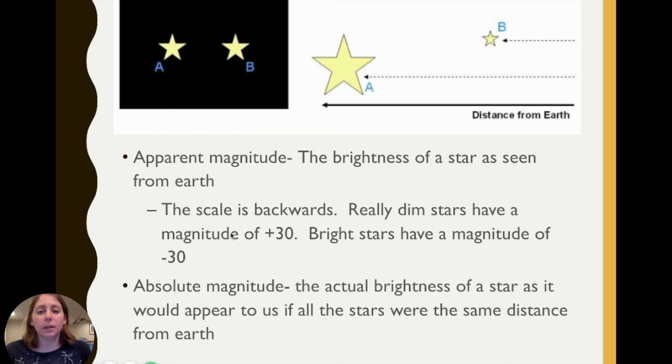Absolute magnitude is what they actually produce. So if we take all the stars in the sky and we line them up equal distance from the Earth, we will be able to compare their absolute magnitude, what their actual brightness is.